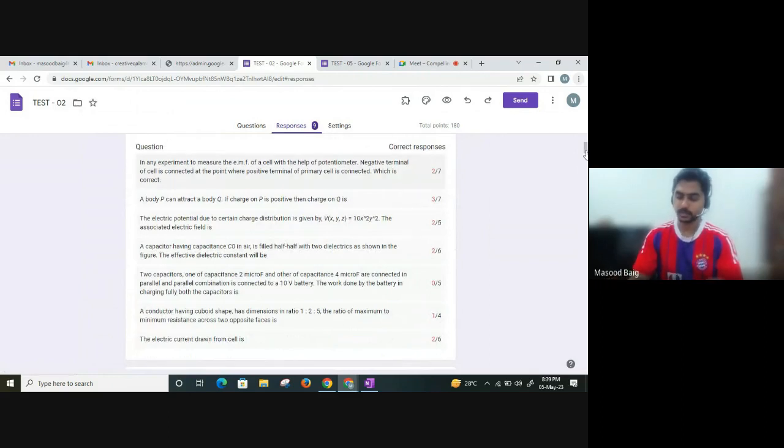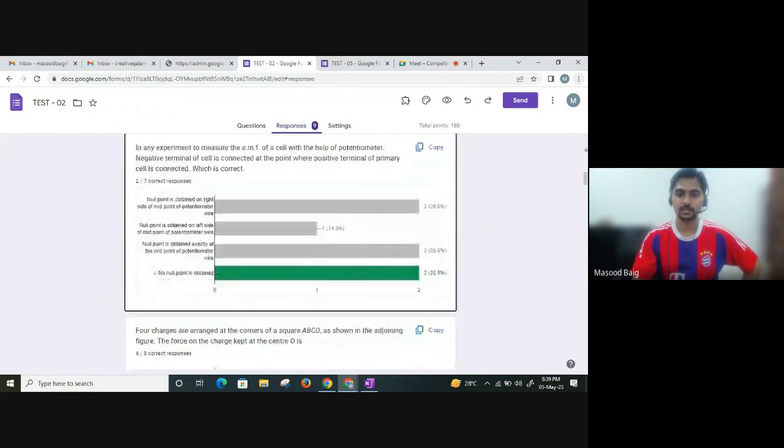Let us try doing this. In an experiment to measure the EMF of a cell with the help of a potentiometer, the negative terminal of the cell is connected at the point where the positive terminal of the primary cell is connected. Which is correct? You will never get a null point from this. I've told you the other day why you are not getting a null point.